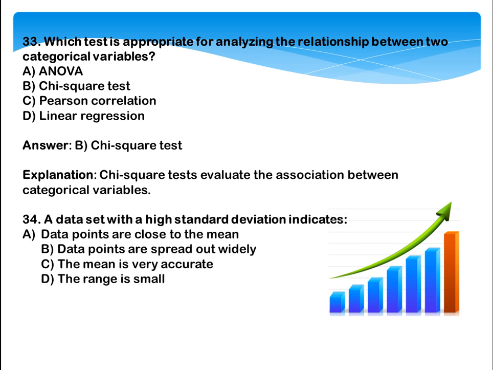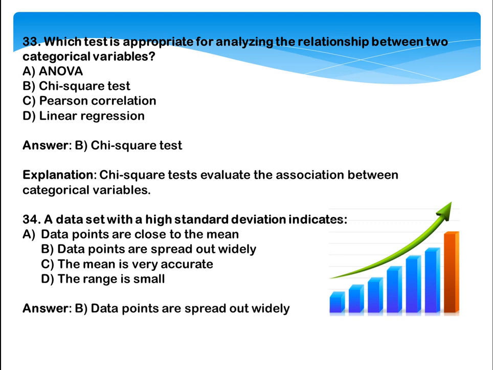34. A data set with a high standard deviation indicates A. Data points are close to the mean. B. Data points are spread out widely. C. The mean is very accurate. D. The range is small.